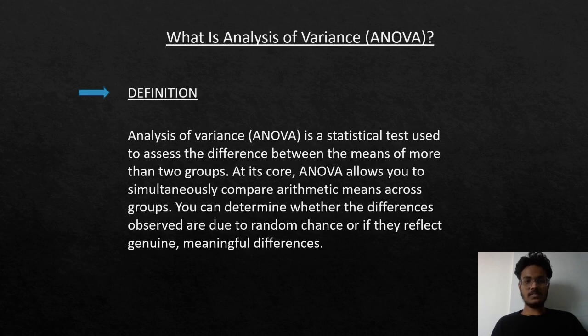What is ANOVA and what is the full form of ANOVA? It is nothing but analysis of variance. Analysis of variance is a statistical test used to assess the difference between the means of two or more groups. At its core, ANOVA allows you to simultaneously compare arithmetic means across groups. You can determine whether the differences observed are due to random chance or if they reflect genuine, meaningful differences. This is the definition of ANOVA, which helps to test and assess the difference between the means of more than two groups.